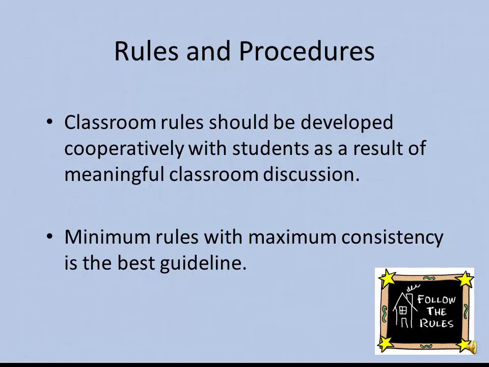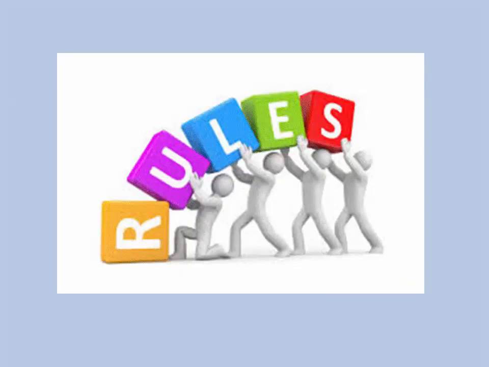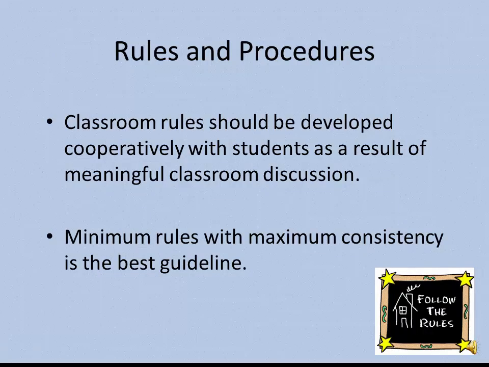The next components of good classroom management are your rules and procedures. Classroom rules should be developed cooperatively with your students as the result of a meaningful classroom discussion. This is an invitation for students to describe the class they would like to be a part of and make suggestions. Establish a few general rules of behavior expectation. Rules and consequences should be consistent in the classroom, across the grade level, and throughout the school. Remember, minimum rules with maximum consistency is the best guideline.